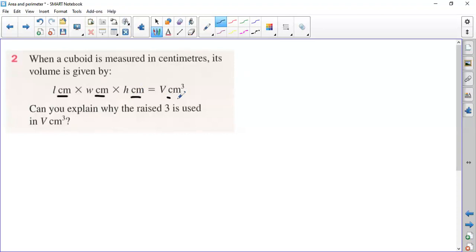We have said the same thing for area. When we multiply two dimensions, length and width, to find the area, we have centimeter times centimeter, which is centimeter squared.